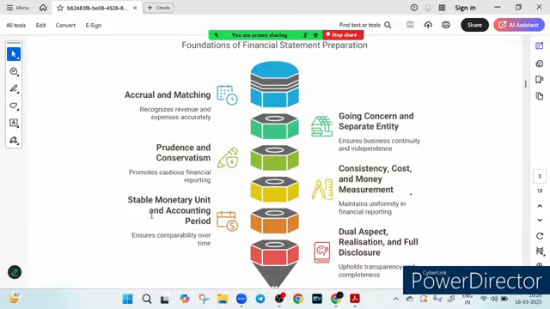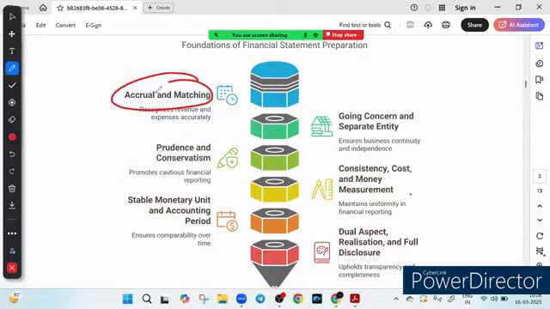Now let's look at the foundation of financial statement preparation. So friends, have you ever wondered how financial statements maintain accuracy, consistency, and reliability? They are built on strong accounting principles that guide businesses toward transparent financial reporting. The first principle is called accrual and matching.